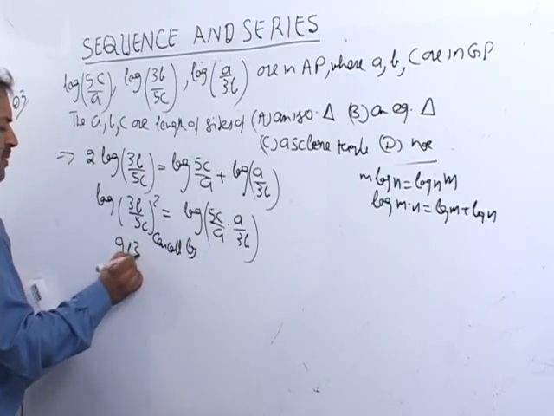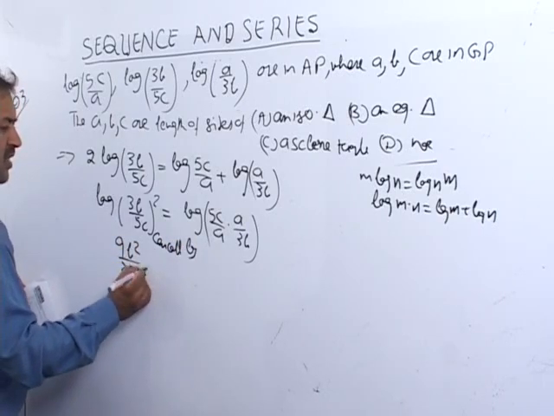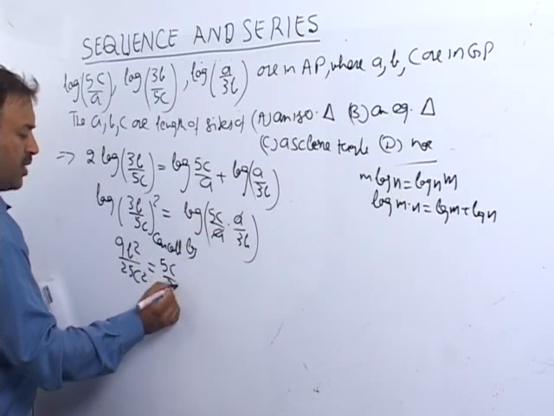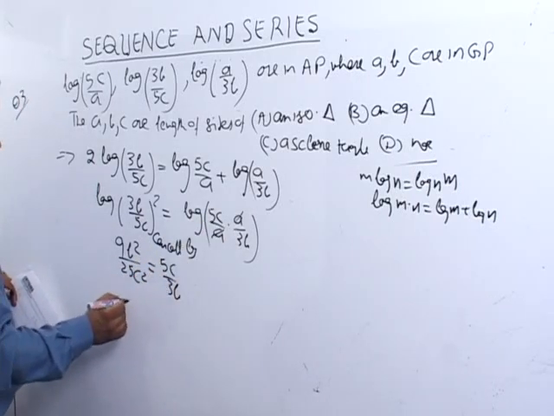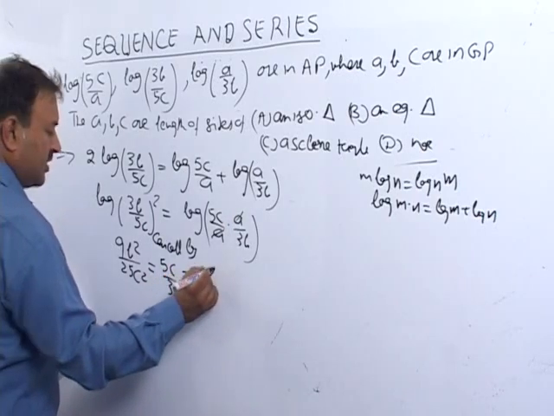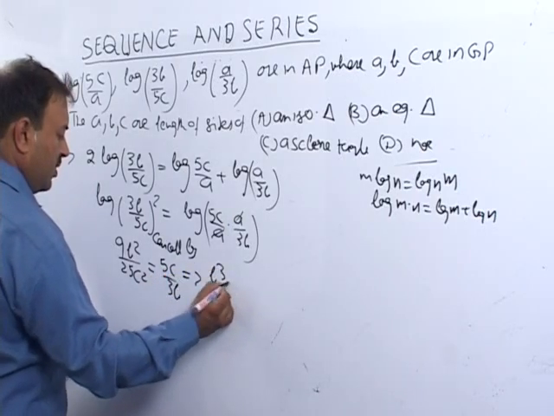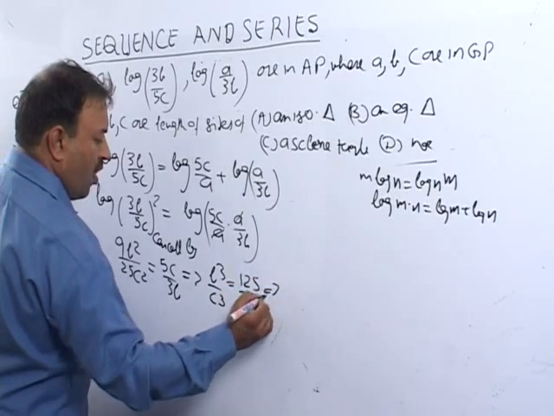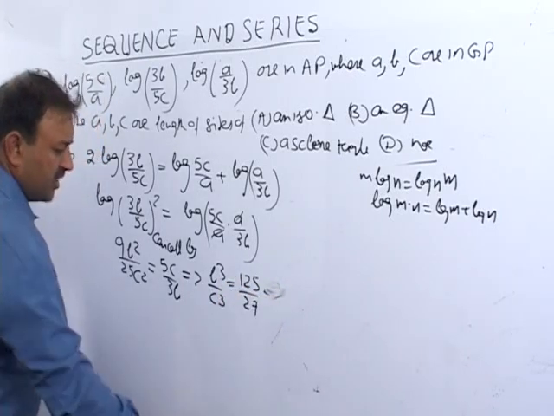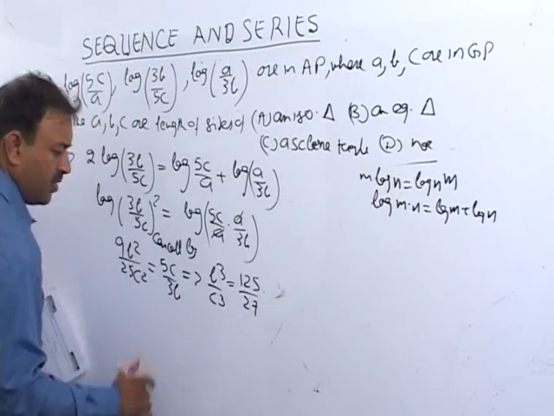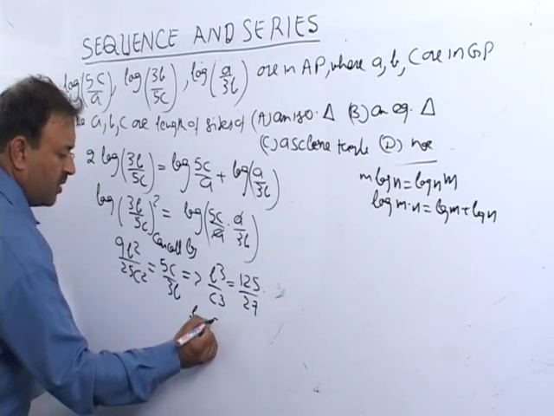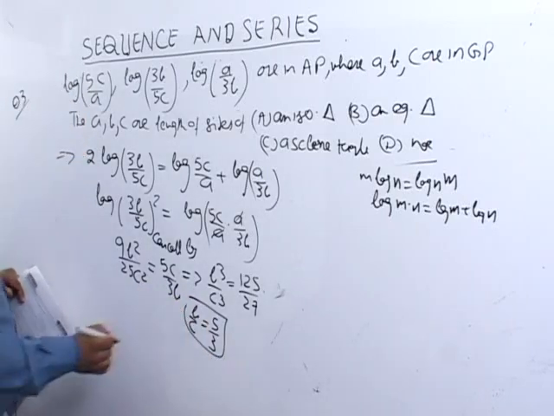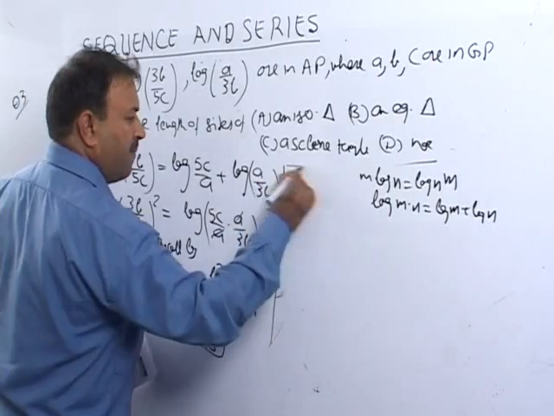I got 9b square upon 25c square is equal to, this a will be cancelled out, 5c upon 3b. From here I can say b cube upon c cube is 125 upon 27, or we can say b upon c comes out to be 5 by 3. So we got b upon c is equal to 5 upon 3 from here.